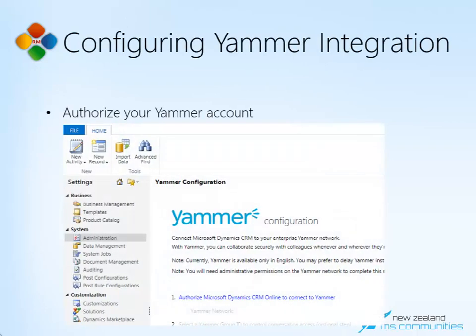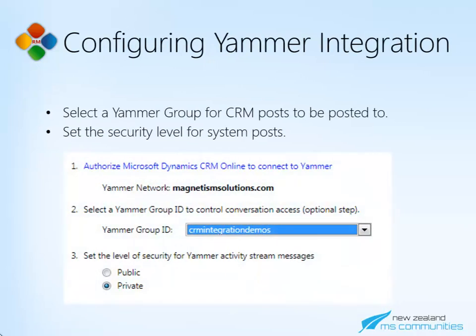And then it'll ask us to authorize our CRM Online to connect with Yammer. So click on that, and it will ask us to log into Yammer. So enter your details, and then that'll connect it up to your CRM system. And then once that loads, we'll be able to select a group. So this is where we can define a specific group for all our Yammer posts to go into from CRM.